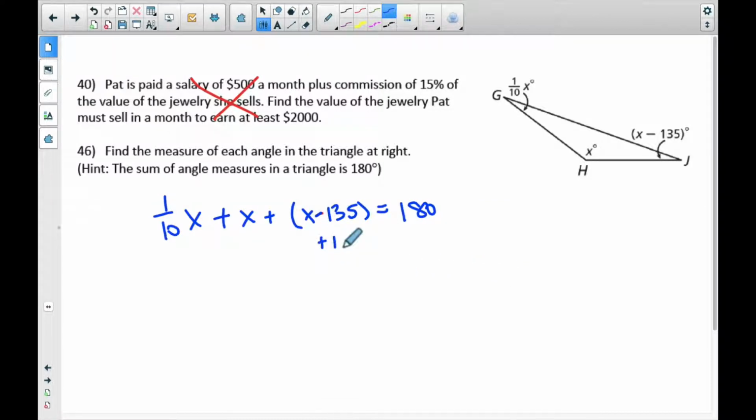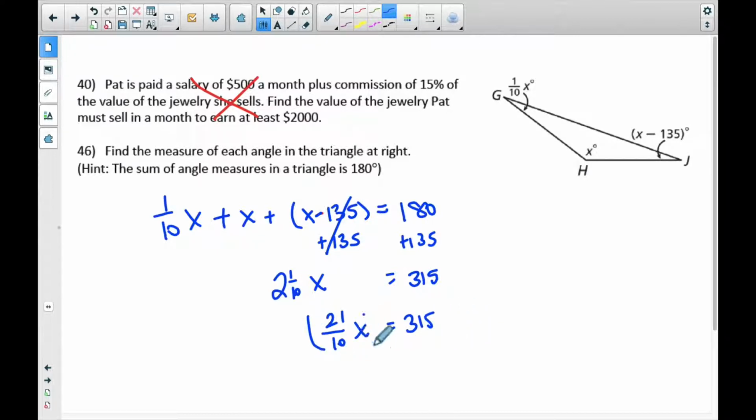I'm going to add 135 to both sides, and on the right-hand side, that's going to give me 315. On the left, those are gone, and I'm left with 1, 2, 3 x's, actually 2 and 1/10 x's. I'm going to write it for right this second as a mixed number. I don't like mixed numbers, but that's how a lot of people think, so I'm going to leave it as 2 and 1/10 x for now, but I'm very quickly going to change that into an improper fraction. So it's 21 over 10 x is equal to 315.